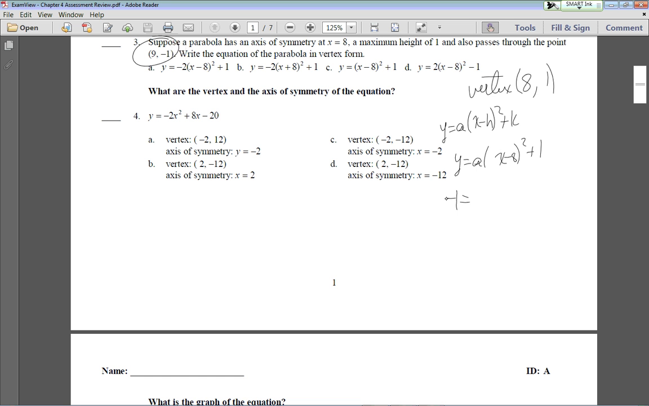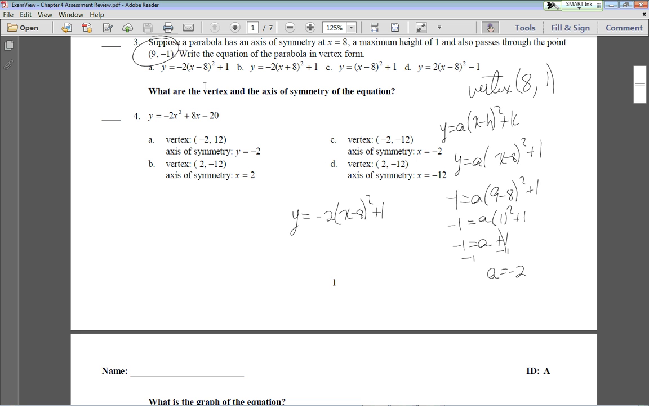So negative 1 equals a times 9 minus 8 squared plus 1. So negative 1 equals a times 9 minus 8 is 1 squared plus 1. This comes out to just a plus 1, so a equals negative 2. All right, so now we know that this a right here is negative 2. So our final equation is y equals negative 2 parentheses x minus 8 squared plus 1.